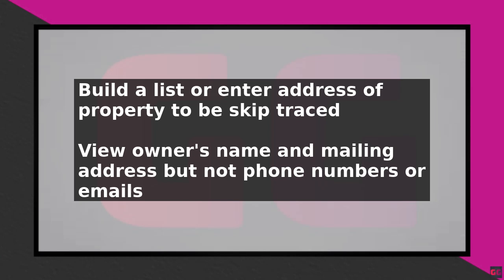For those driving for dollars, it's also possible to skip trace a single property. The process involves building a list or entering the address of the property to be skip traced. After entering the address, the owner's name and mailing address can be viewed, but additional information like phone numbers and emails will not be visible.